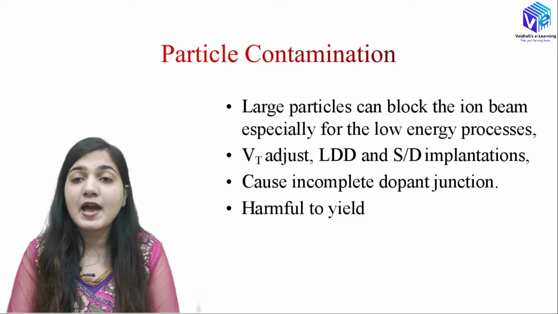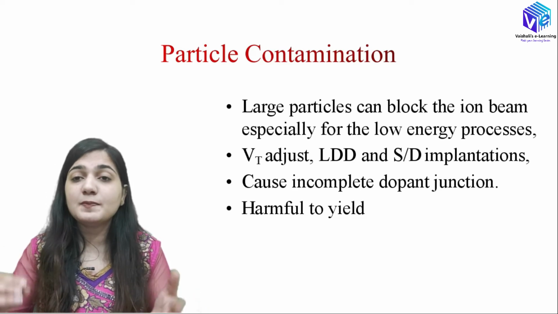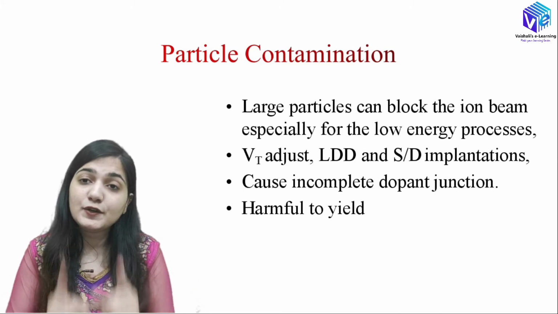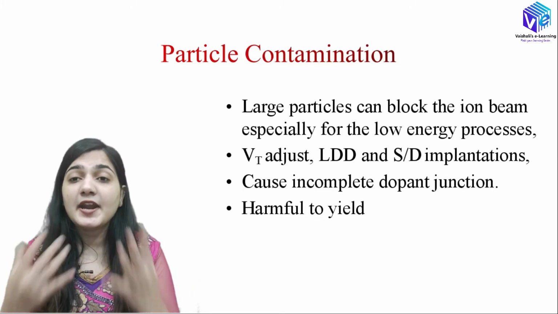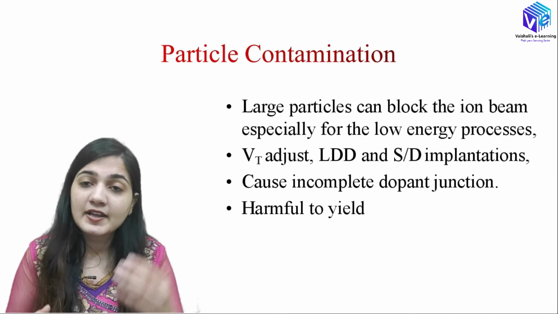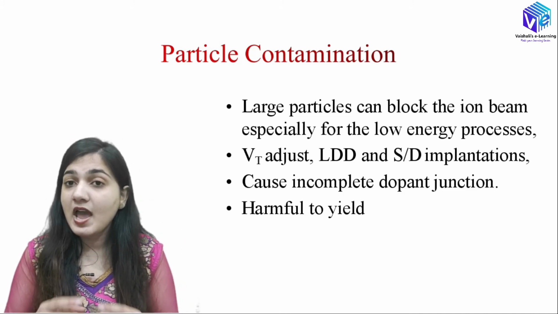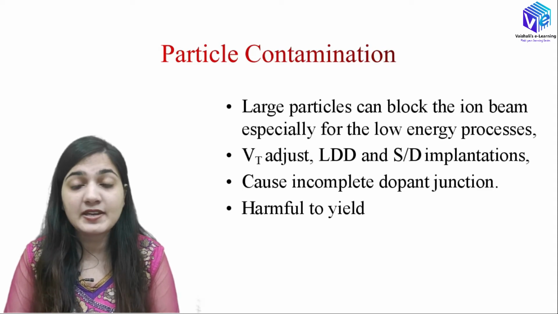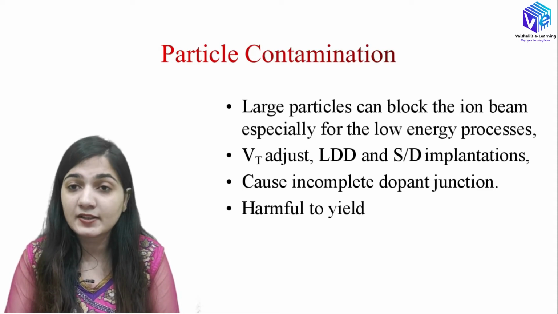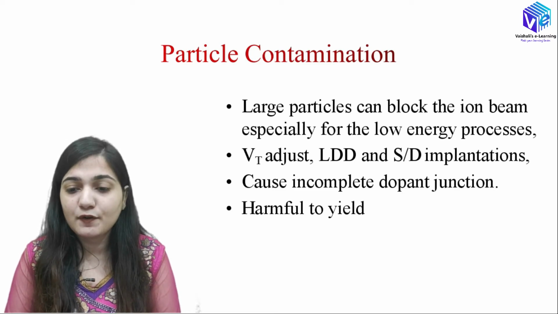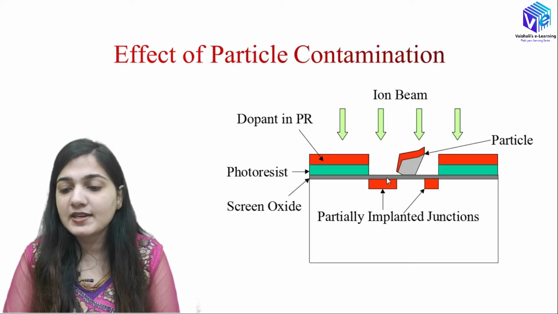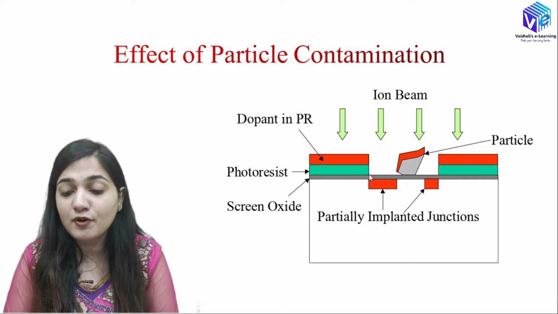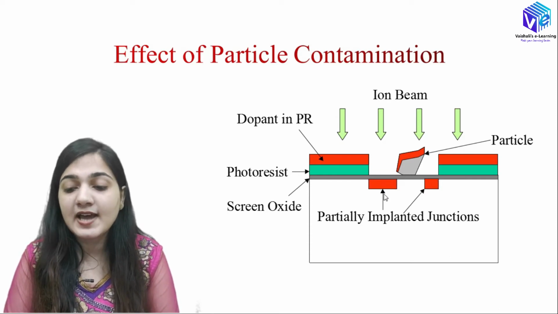Okay, so if I have a very large particle present on the wafer surface during this ion implantation process, it will obstruct the ions from going inside the wafer, and this is how it will be very harmful for the process of making the doped region inside the wafer. You can see it here. If I have a very large particle present on the wafer surface and the ion beam is coming, you can see we don't have the full doped region that we actually desired. We have a partially implanted junction.